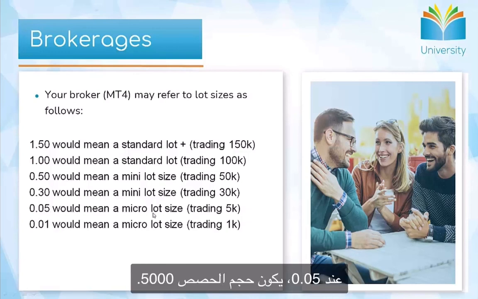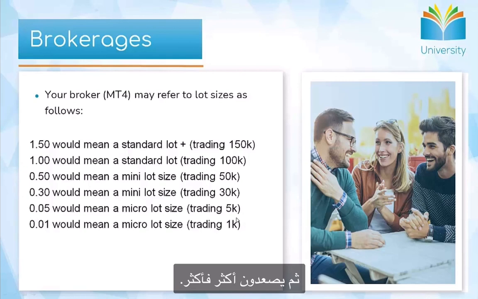At 0.05, that's a 5,000 position size. Every pip would be worth about 50 cents. And then finally at 1K, or what we call a micro lot, every pip would be worth about 10 cents of value to you. So again, traders typically start small and they work their way up from there.